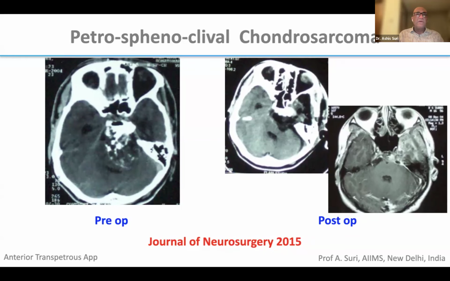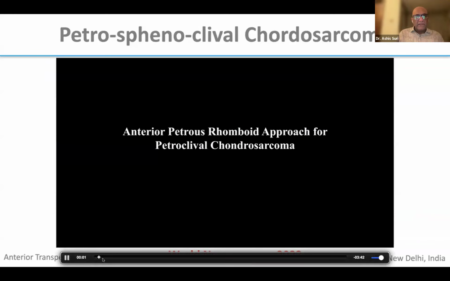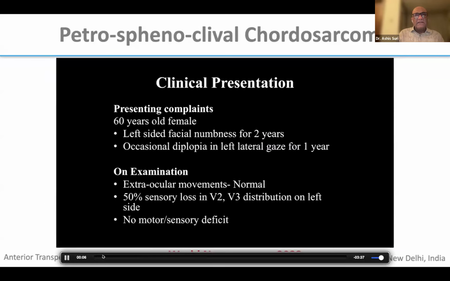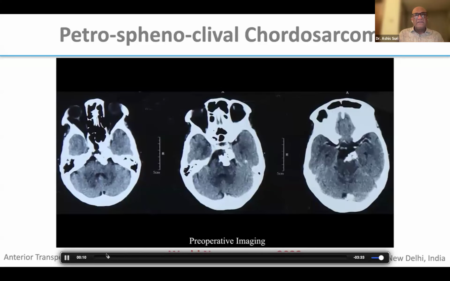But in this case, the chondrosarcomas have a lot of bone deformation as well. These are lateral, always anterior approaches. This was an elderly lady, 60. You can see this is a very calcified tumor, and the patient had hemiparesis.